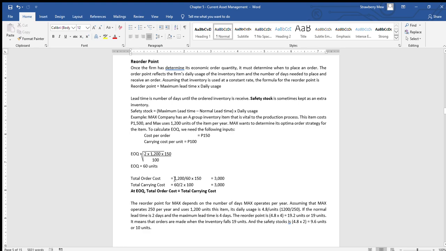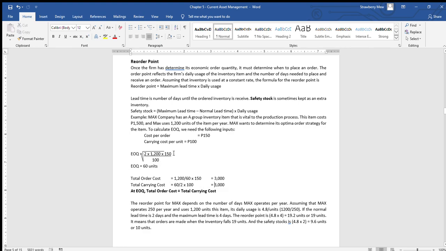So, 1,200 divided by 60 multiplied by 150. So, yung 150 now, that is the cost per order. So, the total order cost is 3,000. While the carrying cost is the order size, 60 divided by 2. So, dinivide natin by 2 kasi nga, gusto natin malaman yung average units na inahawakan natin. So, 60 divided by 2 multiplied by 100 equal to 3,000.